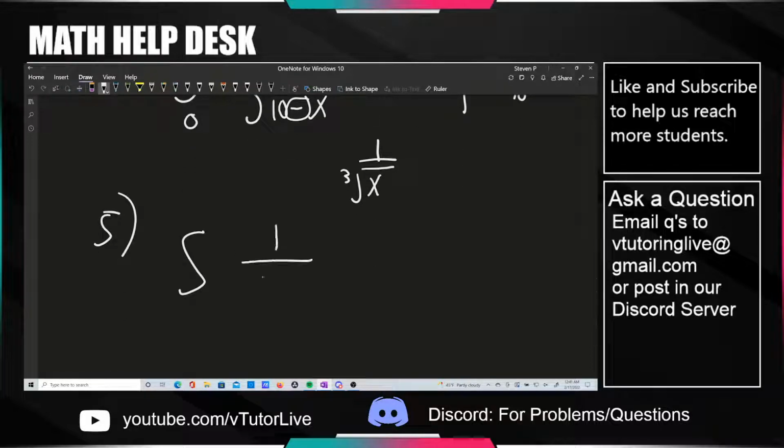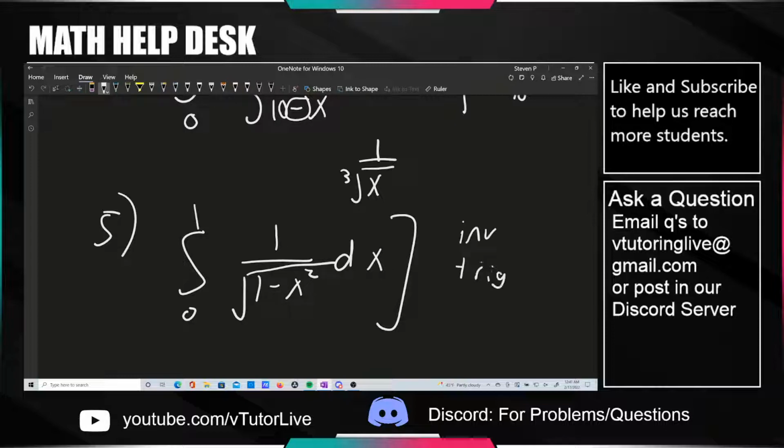This one over here looks something like 1 minus x squared from 0 to 1. And, oh no, square root of that. And this has sort of a silver bullet to it. This is another inverse trig integral. So look up in your textbook what your inverse trig integrals are, and just select the one that is the right match for it.